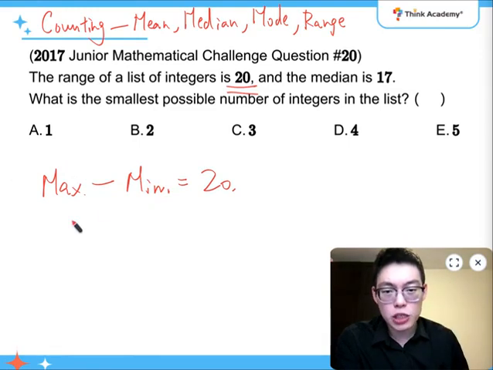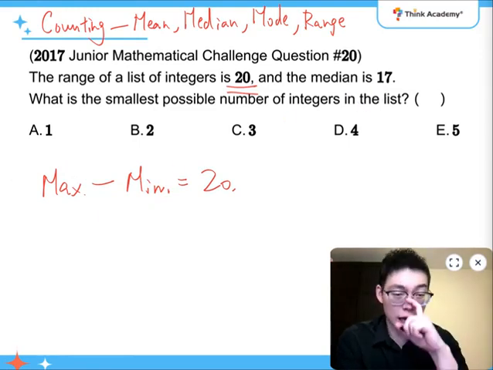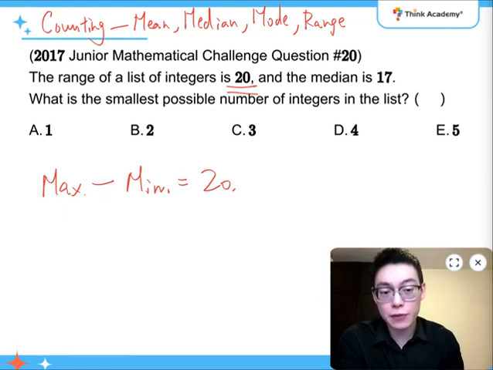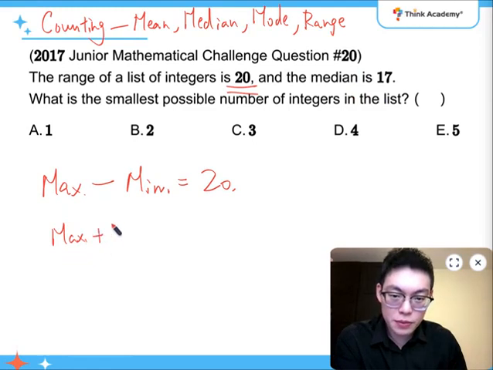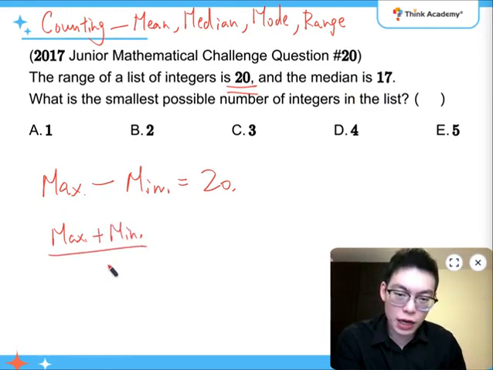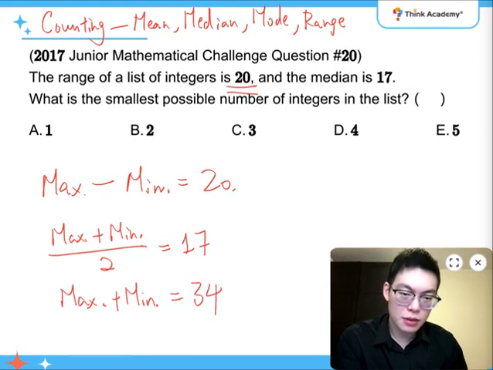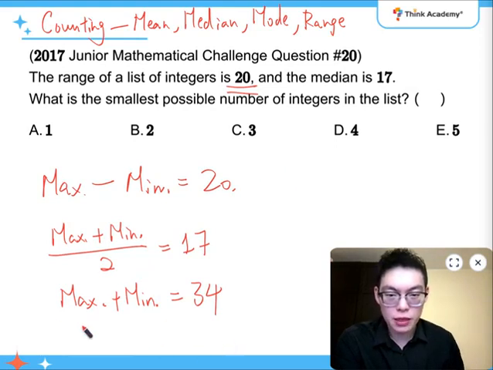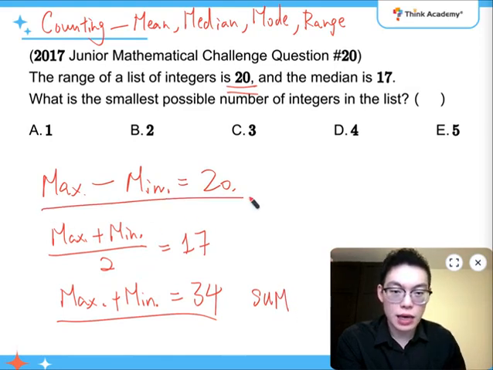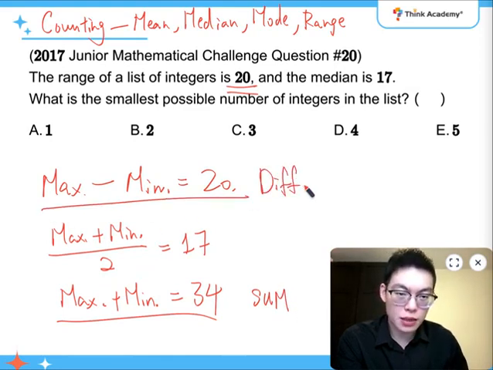So now, let's see if it is possible to just have two numbers and we can make a median of 17. So it means that the two numbers added up divided by 2 is equal to 17, which means that their sum is going to be 34. So now it becomes a sum difference problem. For the two numbers, the sum is 34 and the difference is 20.